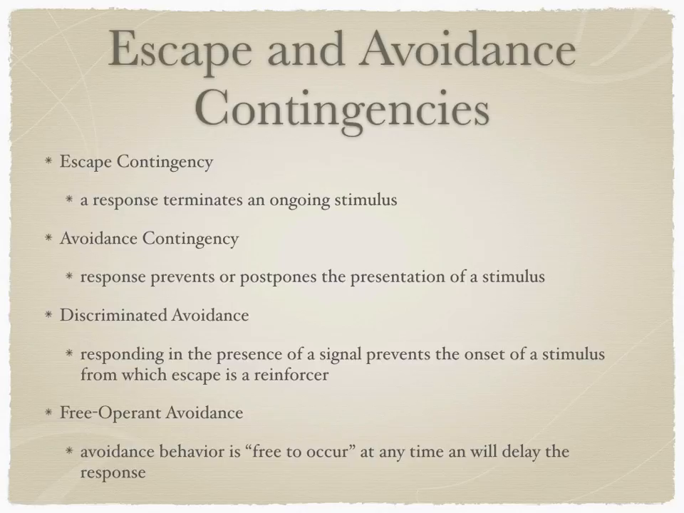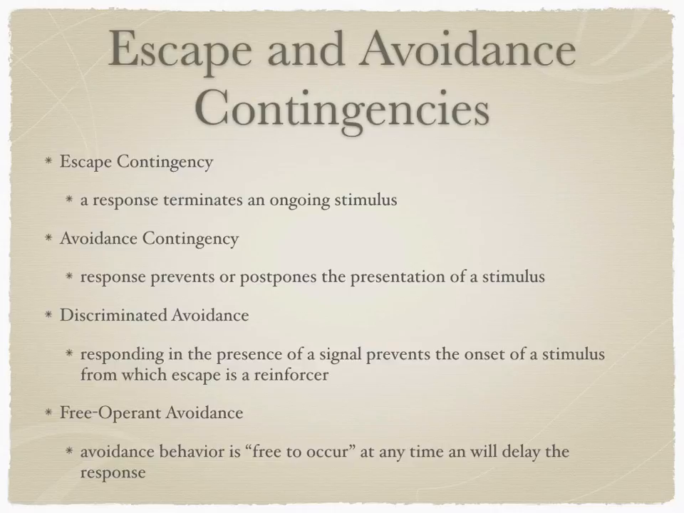There's discriminated avoidance, which is responding in the presence of a signal that prevents the onset of a stimulus from which escape is a reinforcer. Free-operant avoidance is where avoidance behavior is free to occur at any time and will delay the stimulus. In the book on page 294, they do a really nice job of providing some examples, and they talk about lab rats. For an escape contingency, a rat was placed in an experimental chamber, a bright light was turned on, and the rat would quickly learn to press the lever, and that would turn off the light, which is their escape contingency.